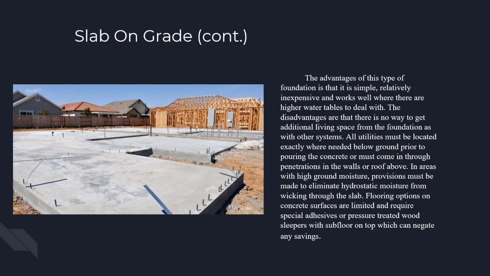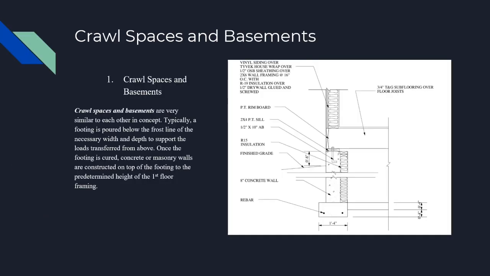In areas with high ground moisture, provisions must be made to eliminate hydrostatic moisture from wicking through the slab. Flooring options on concrete surfaces are limited and require special adhesives or pressure-treated wood sleepers with subfloor on top, which can negate any savings. Crawl spaces and basements are very similar to each other in concept.